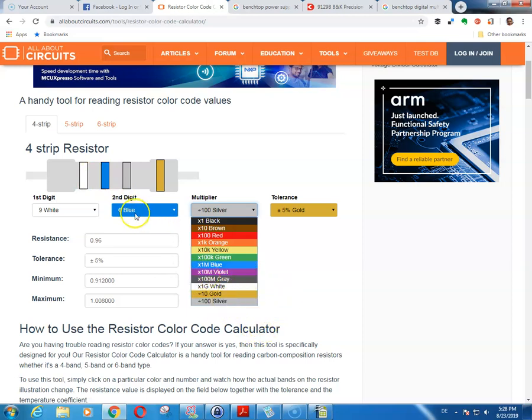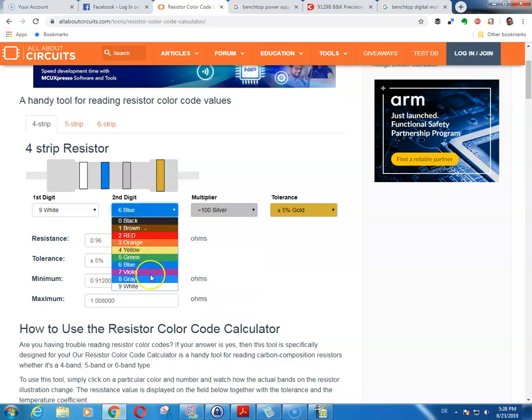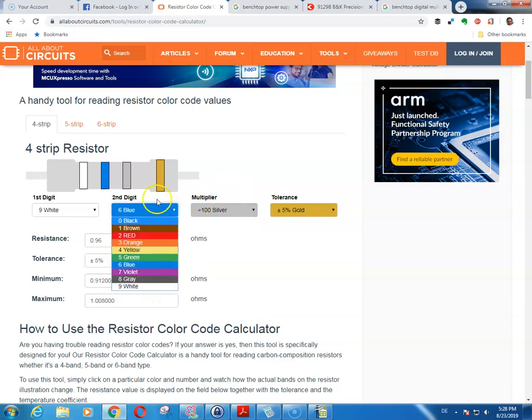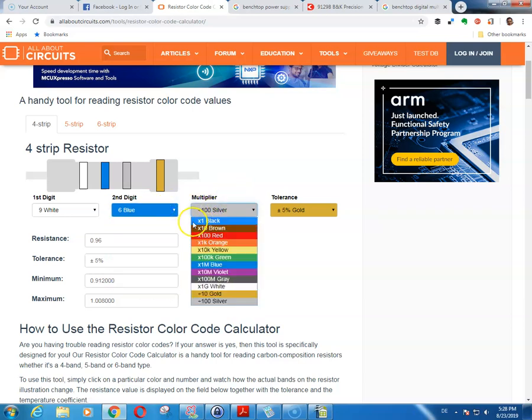We don't have silver over here. Silver is not here, but silver and gold are over here. So you have silver and gold over here, in addition to what you have over here. And what that means is that, for example, if this third color band is, for example, a black, then what that means is that you take the first 2 digits and multiply it by a 1.